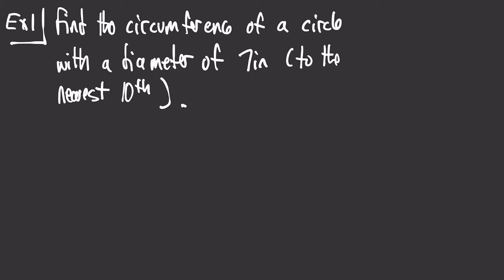Let's take a look at a couple examples. First example, it says find the circumference of a circle with a diameter of 7 inches to the nearest tenth. All right, so a couple things here we want to take note of. I give you the diameter, and then rounding, I want to round to the nearest tenth. It's not necessary, but I always like to make a quick sketch. I've got a circle, and its diameter is 7 inches.